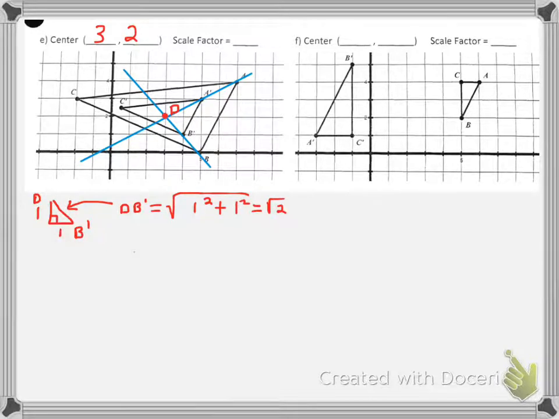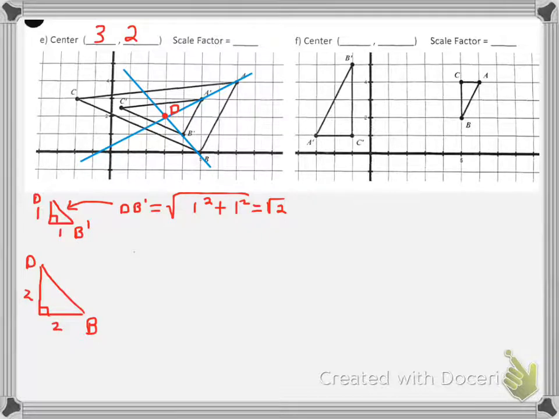So 1 squared plus 1 squared is 2, and I don't want C squared. I don't want the hypotenuse squared. I want the length of the hypotenuse, so I have to take its square root. So that one is the square root of 2. Now we need to do the same thing from D to B. So if I chose from D to B prime, I've got to use D to B, not some other one now. So to get from D to B, I went down 2 and right 2.